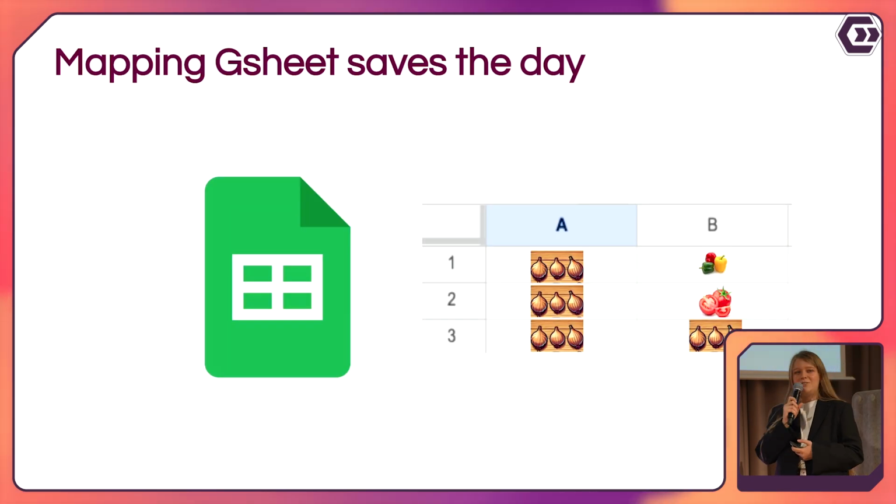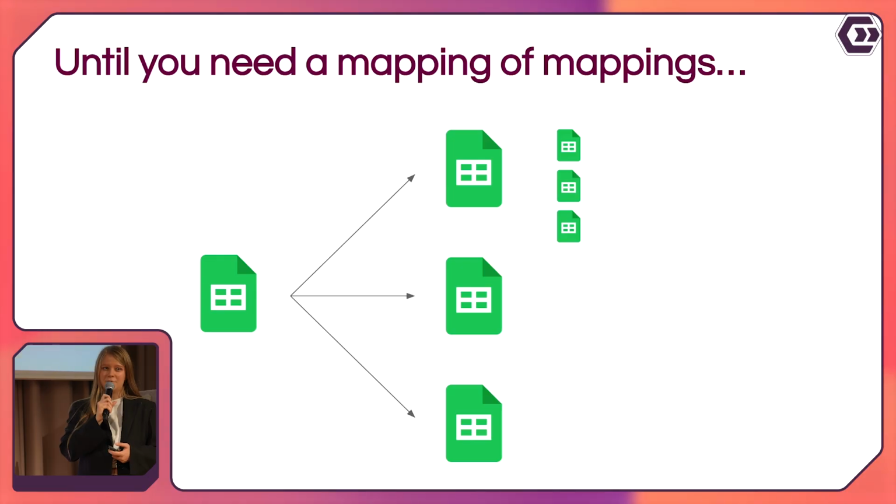Well, you can continue arguing with me. You can say, well, we still see the good value and the bad value. Let's just map them together in a spreadsheet. We all love spreadsheets, right? Yes, until you need a mapping of your mappings.